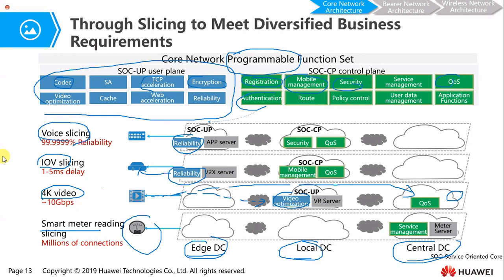For some services, maybe we just need a coder, or we just deploy the user plane. Some services are very sensitive to security, so we deploy the authentication and security. So different slices can select different functions.